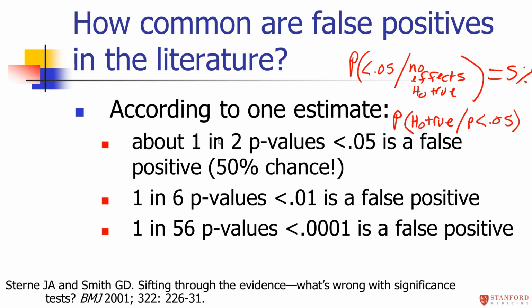One paper said that it turns out that about 1 in 2 p-values under 0.05 in the medical literature is a false positive. In other words, half of all the significant p-values you see out there are just a false positive.